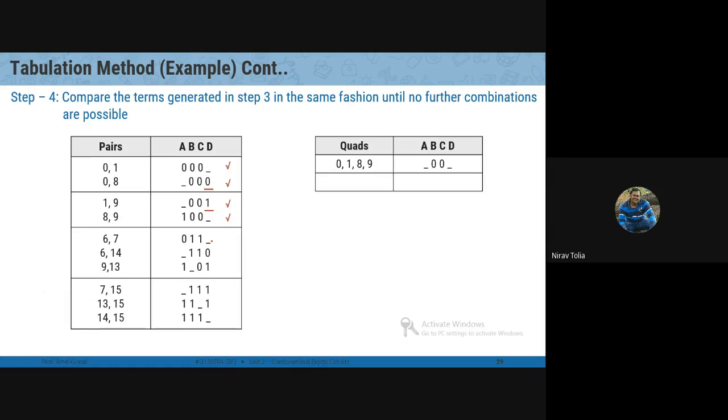So dash at the last place. We already checked with 0, 1, so no need to check with 0, 1. Now we will check with 14, 15. We have to check with 14, 15. So 6, 7, 14, 15.